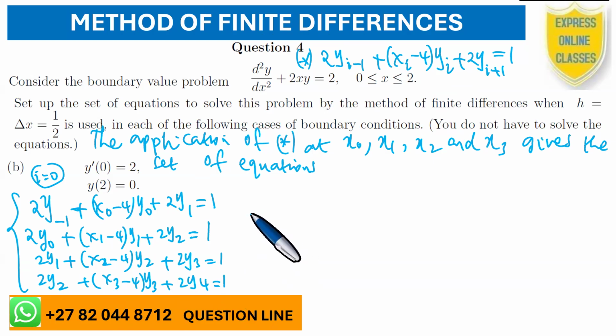Let us continue with our analysis of this.